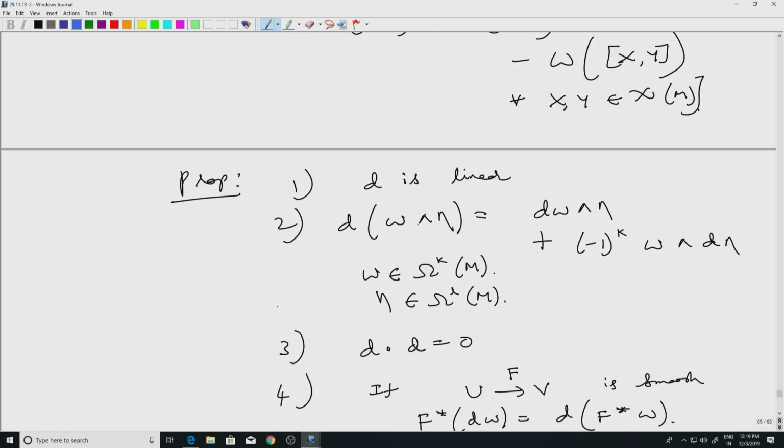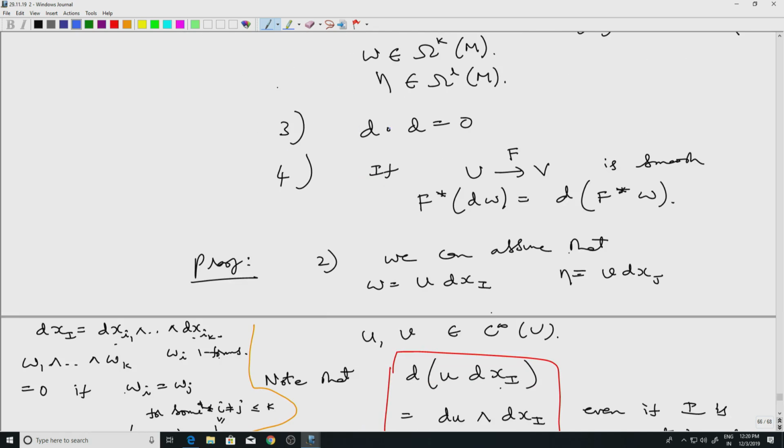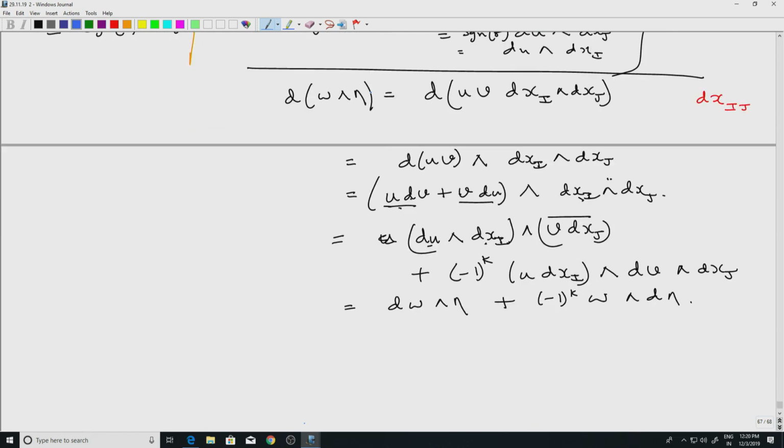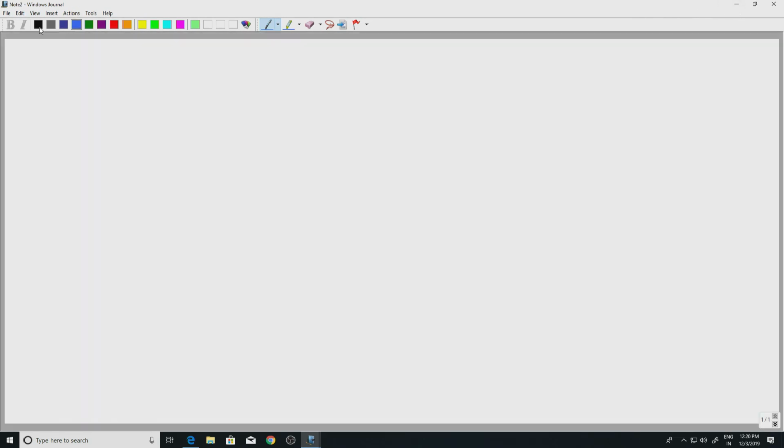We had defined d, and then we had defined the exterior differentiation map on differential forms on open sets in Rn, and we want to check that these properties are satisfied. So at the end of last class, I had finished proving the second property. Now let's move on to this crucial and somewhat mysterious third property: d composed with d is 0. So let me start with that.